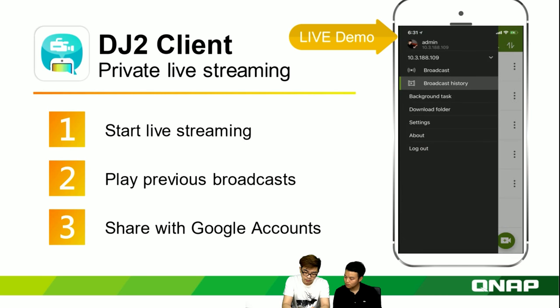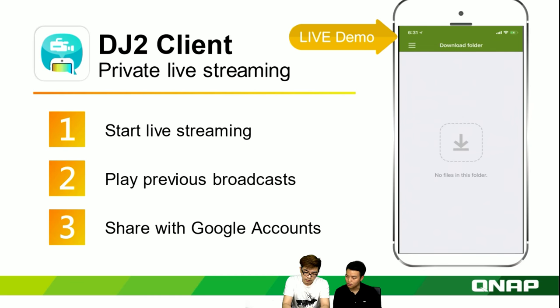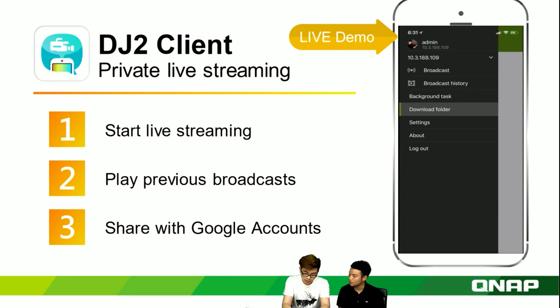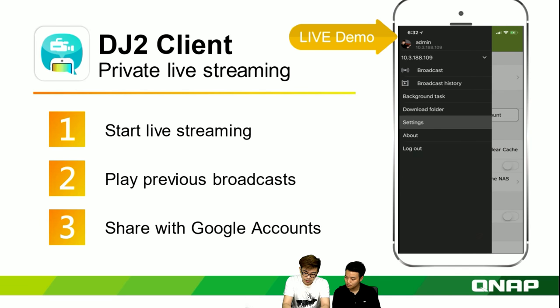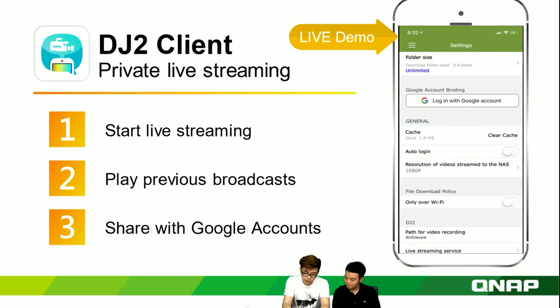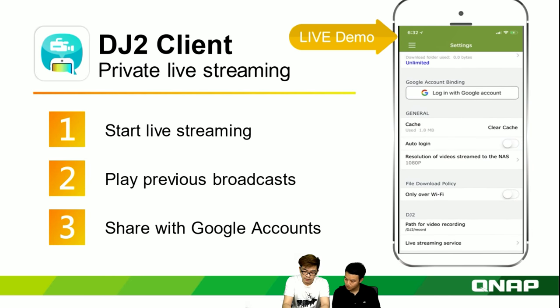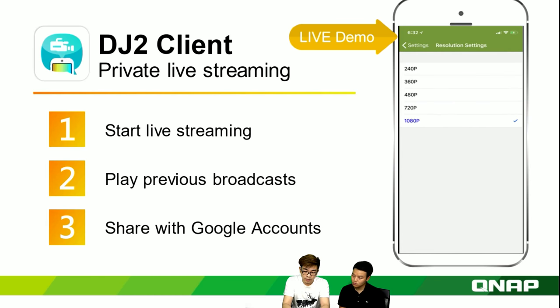And we can see the download folder. There are no files in this folder, we haven't downloaded anything. It's stored in the NAS. So here is the settings. We click the settings and we can choose the path for your video recording. And you can choose the resolution right here from 240p to 1080p.